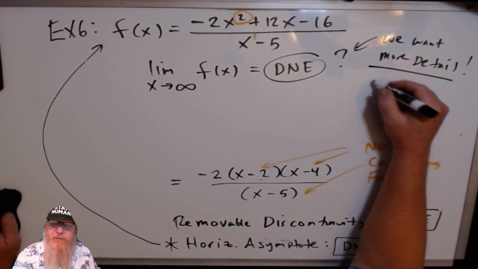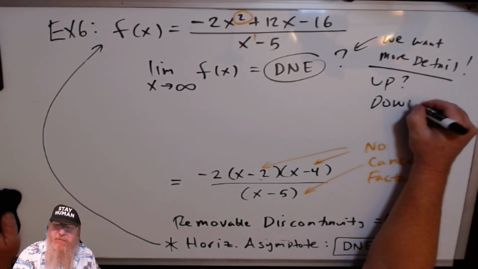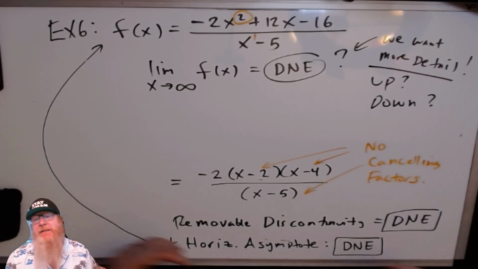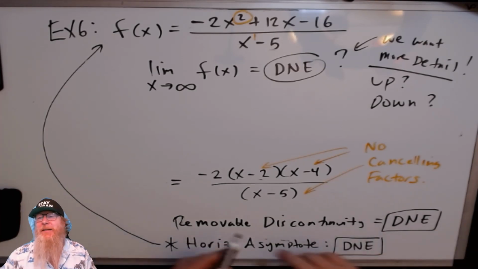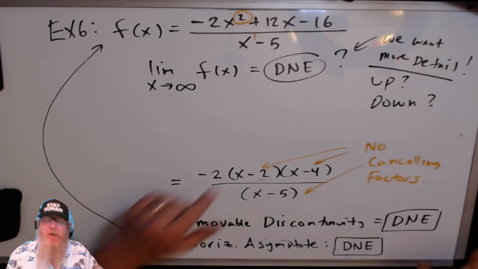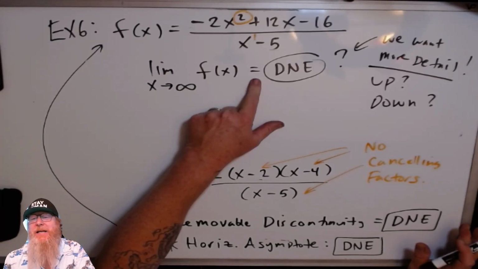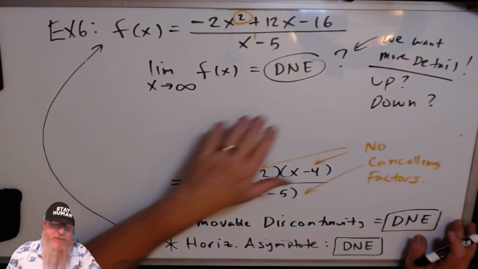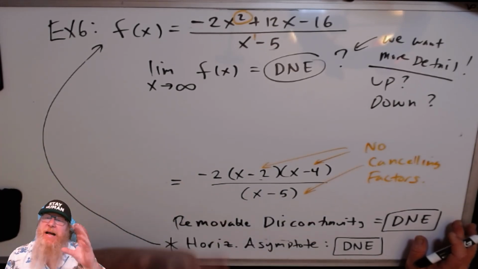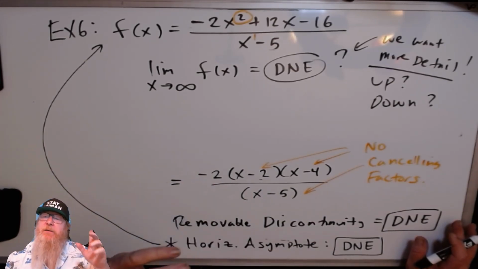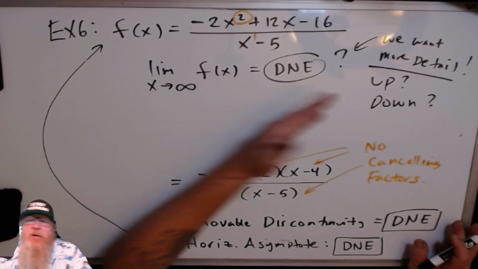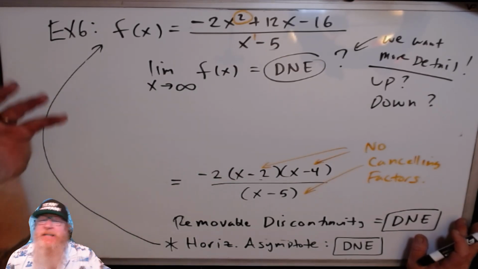I want to know, for example, does it go up? Does it go down? Which way is it going? I guess there's really only two possibilities. It's either going to go up or it's going to go down. So this is where we abuse the symbol equals, starting right about here, and we'll probably continue to abuse it for the rest of the semester. The technical answer is it does not exist. However, if we're asked for more detail, then I'm going to use an equal sign, and I'm going to say it equals something that it really doesn't exist.